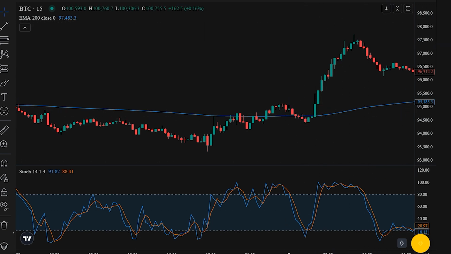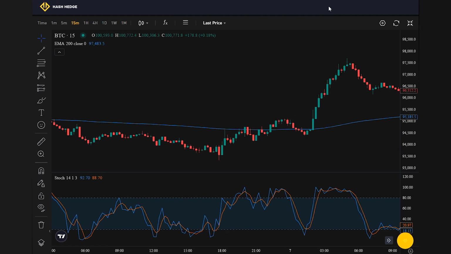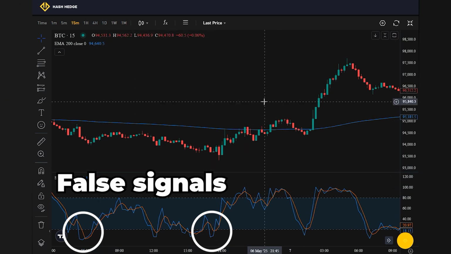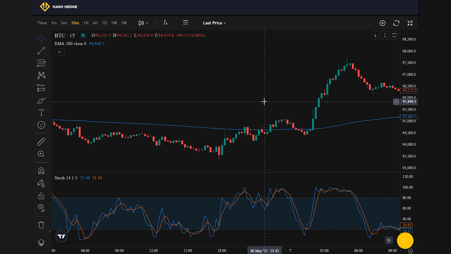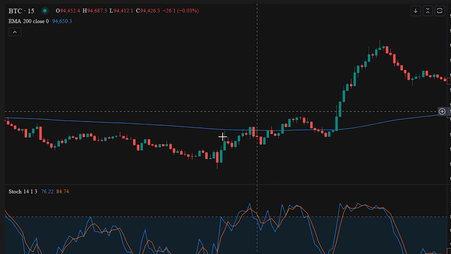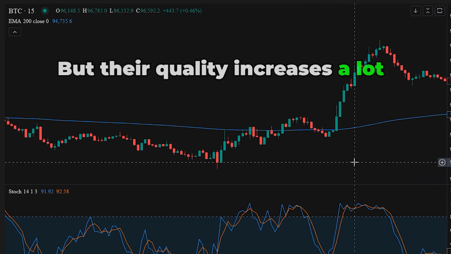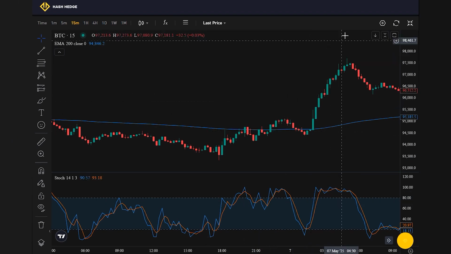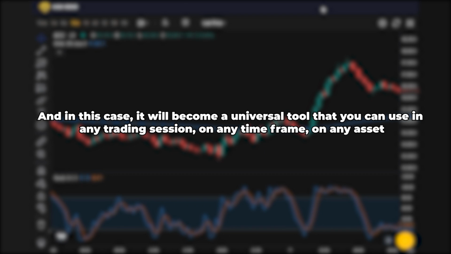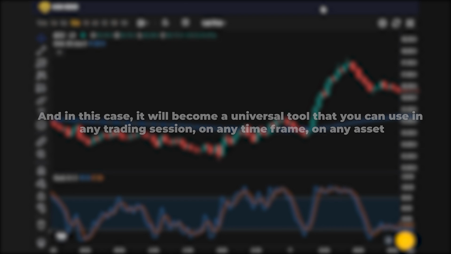So when you use two indicators, they will mutually filter each other's signals. You will not use false signals that are right here on this chart, but you will only use the ones that coincide with the current trend, and this will increase your chances of making good trades. Yes, you will have fewer entry points than if you just use Stochastic, but their quality increases a lot, and you can use it in combination with the moving average to look for entry points on both flat and trend charts. And in this case, it will become a universal tool that you can use in any trading session, on any time frame, on any asset.